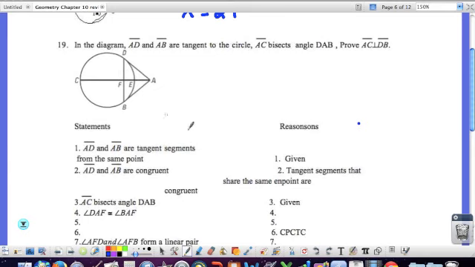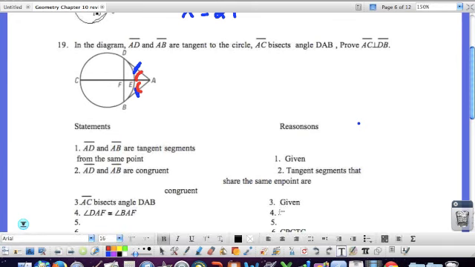So we're given a few givens here, and you can see we broke them up. AD and AB are tangent segments from the same point. That's given. So that means that AD and AB are congruent. Tangent segments that share the same endpoint are congruent. Then we're also told that AC bisects DAB. We were given that. So DAF is congruent to BAF.